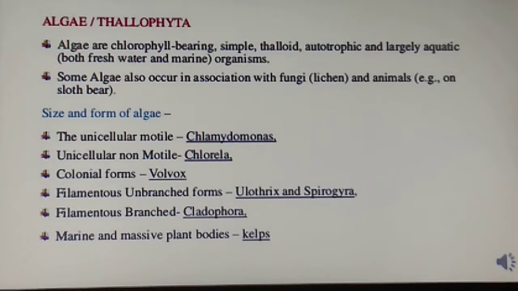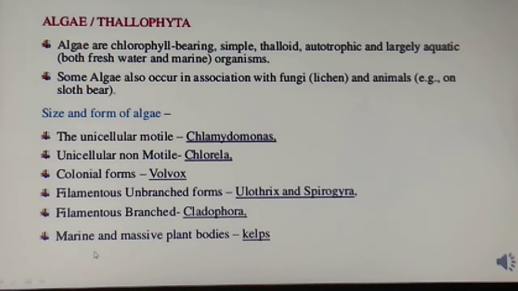Students, the form and size of algae is highly variable. The size ranges from microscopic unicellular forms like Chlamydomonas, to colonial forms like Volvox, and to filamentous forms like Ulothrix. So each and everything has been given to you. You can see here students. The very first we have is the unicellular motile, that is Chlamydomonas. Then unicellular non-motile is Chlorella. Next we have the colonial form, that is Volvox, and filamentous unbranched forms are Ulothrix and Spirogyra. Then we have filamentous branched, an example is Cladophora. These examples are basically the algae students.